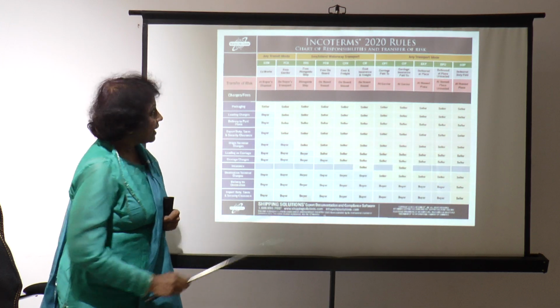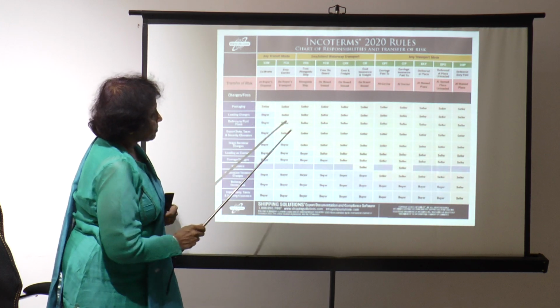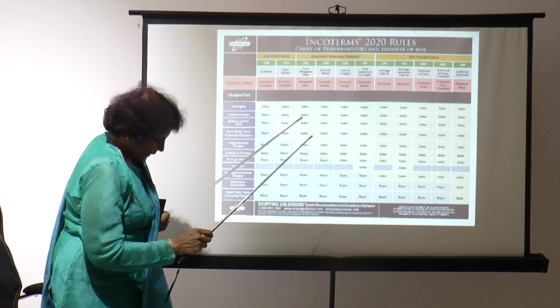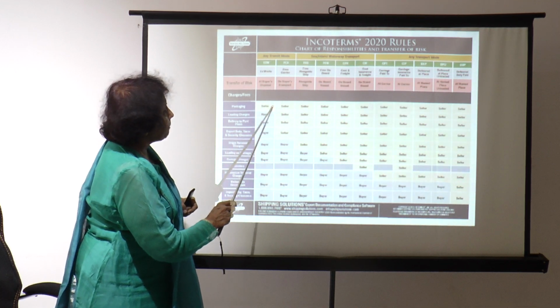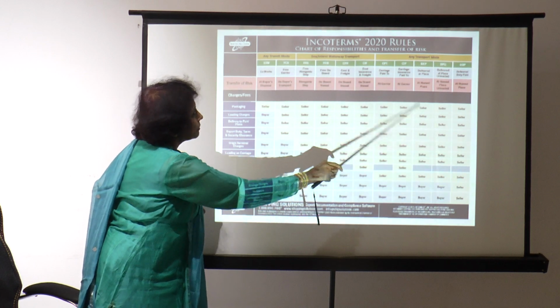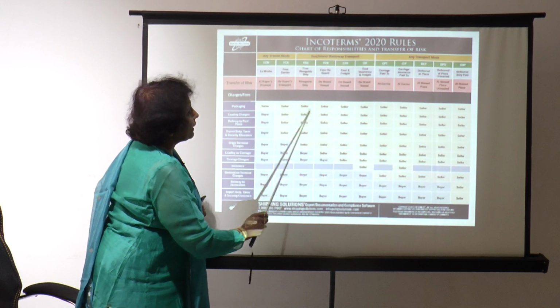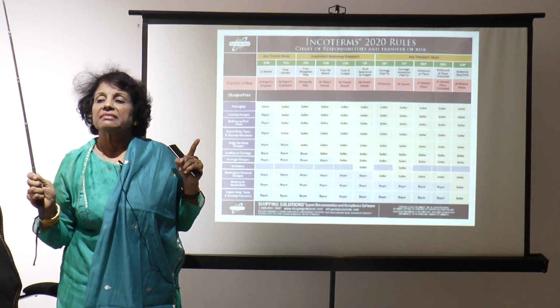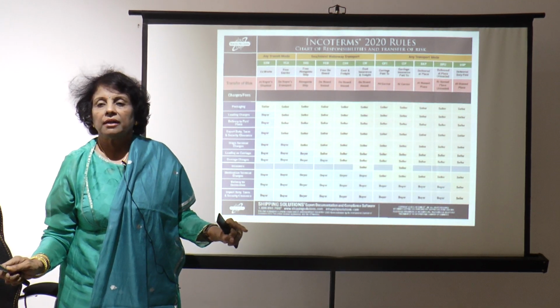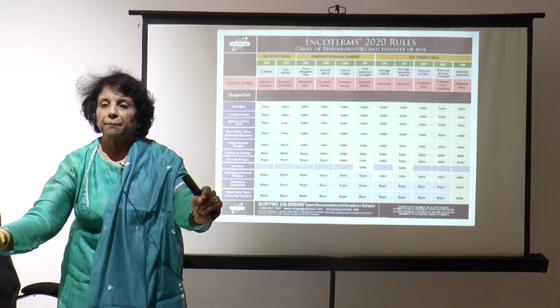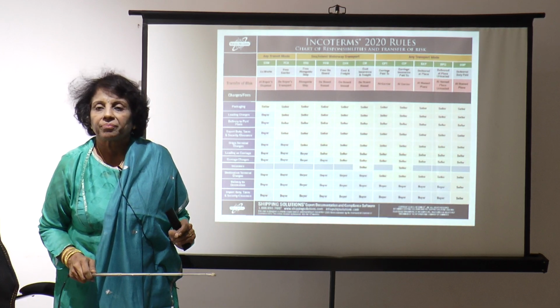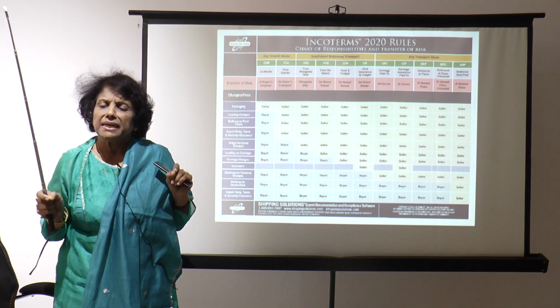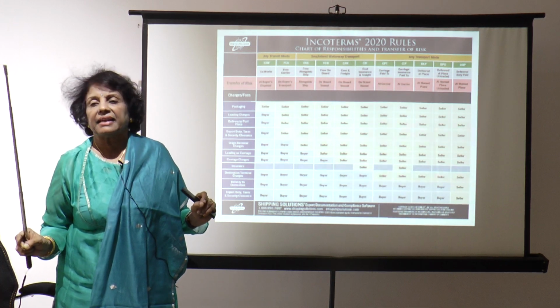Now can you see in ex-work, the seller's responsibility goes with only packaging. Only with one line, packaging. So which means in ex-work the seller has the minimum responsibility. He will only pack the goods, keep it near his warehouse or factory. So in ex-work he has the minimum responsibility, seller.